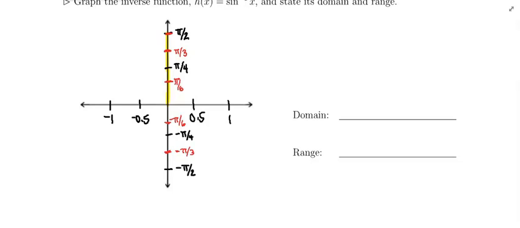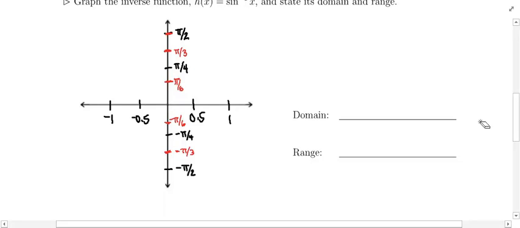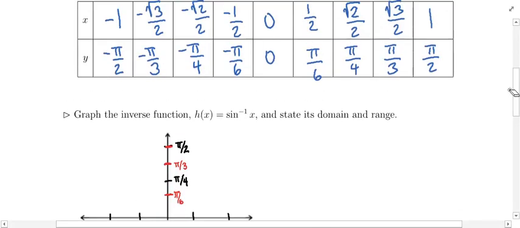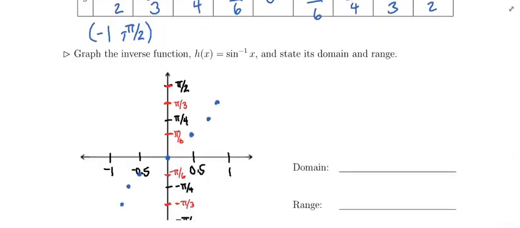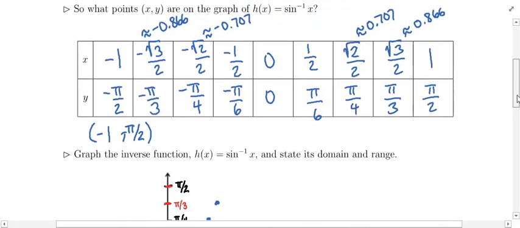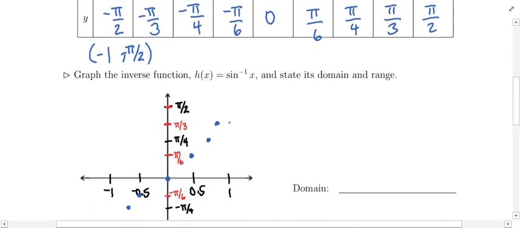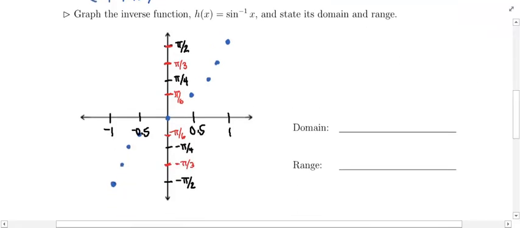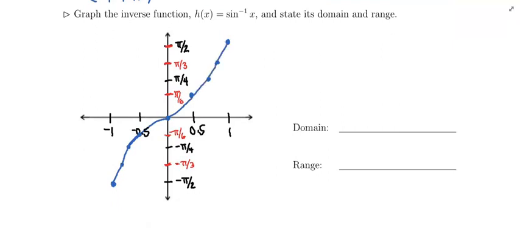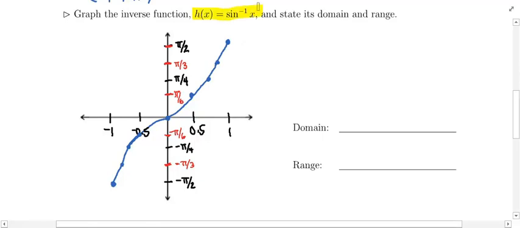Now what we're going to do is plot our points. We're going to go from left to right, and I will plot the graph in blue. And yay, one more point, 1, pi over 2. So here it is. I'm going to connect the dots. And this is the graph of h of x is equal to the sine inverse of x.